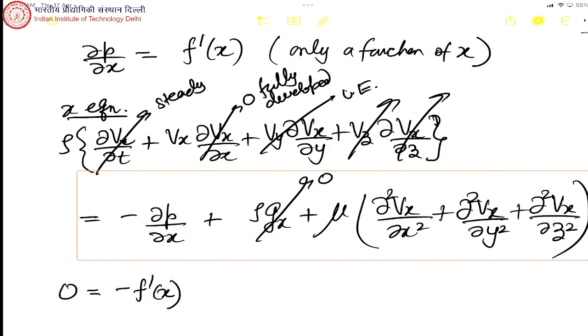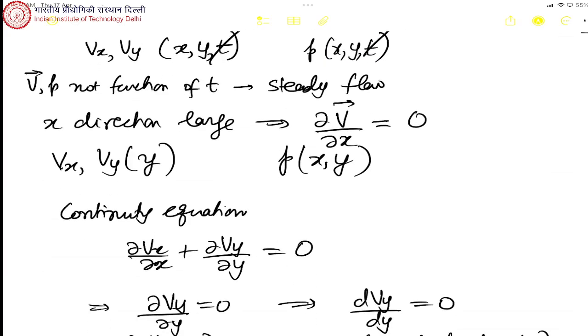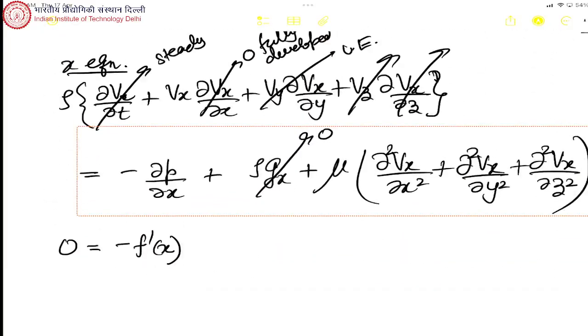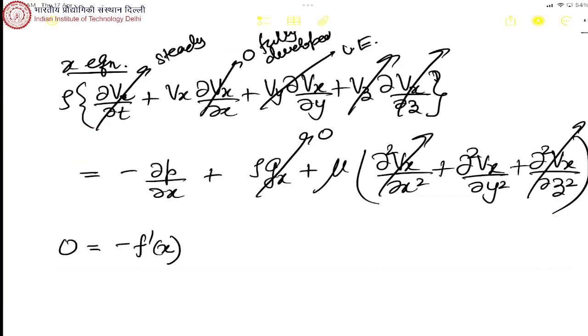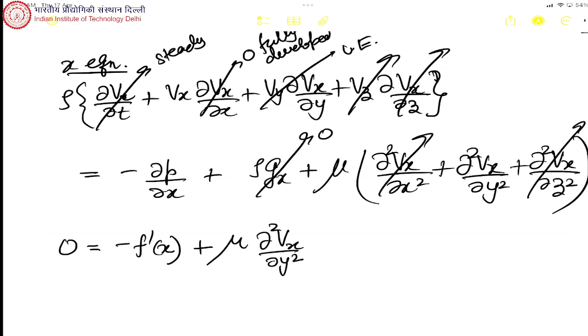Vx is, one minute, let's see. Vx and Vy are functions only of y. So which terms will be 0? X and Z derivatives, because this depends only on y. So from here what we get is, this will be 0 and this will be 0. Okay? So what we are left with is plus mu, and this I will write as equal to, you can do it in one step.